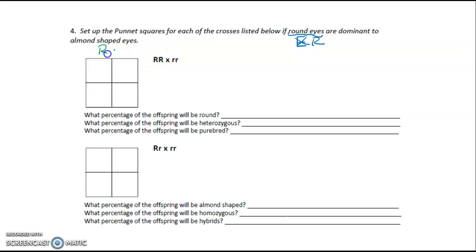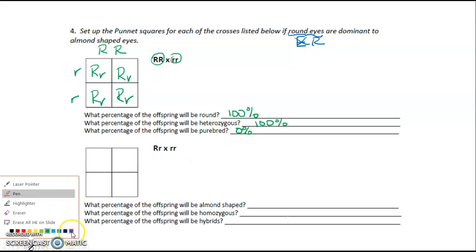I have capital R, and lowercase r. So when I cross this, I get Rr. All of these are going to be exactly the same. So it says, what percentage of offspring would be round or dominant? They all have dominant, so 100%. What percentage of the offspring would be heterozygous? All of these are heterozygous. We don't have any homozygous, so 100%. What percentage of the offspring would be purebred? None of them. We have none of the RRs or uppercase. So that's kind of how we would answer that one.